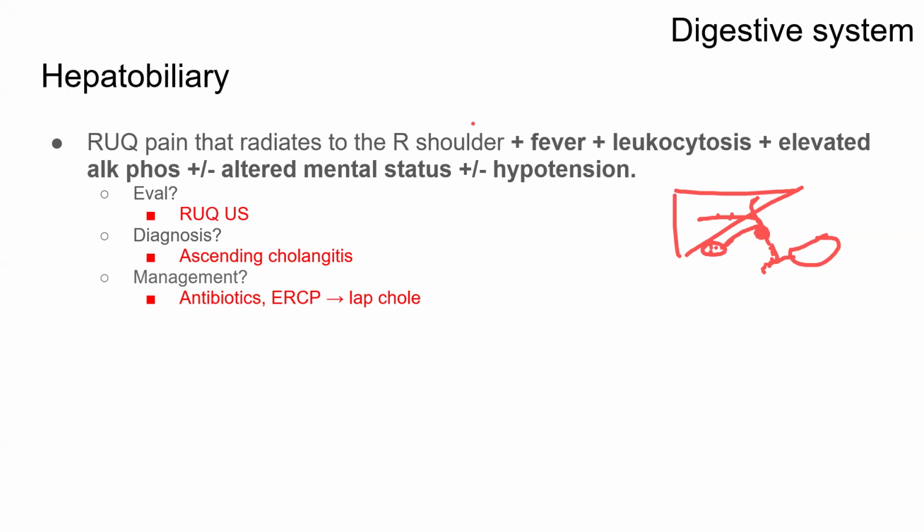So, right upper quadrant pain, jaundice, and fever. Those three features are Charcot's triad. And then if you have altered mental status and hypotension, that's Reynolds pentad. Those are the buzzwords or the features that you want to consider when you're thinking if somebody has ascending cholangitis. As you're reading a test vignette and you see these features, you'll want to think ascending cholangitis.